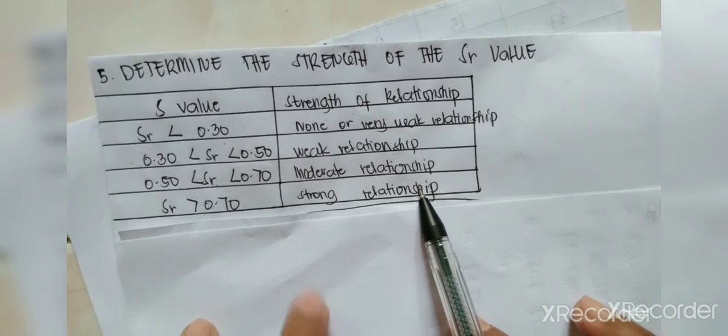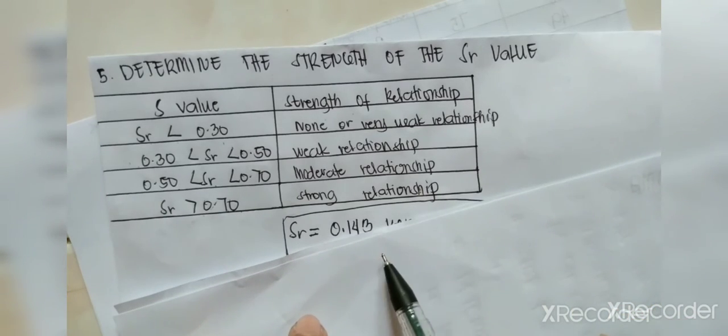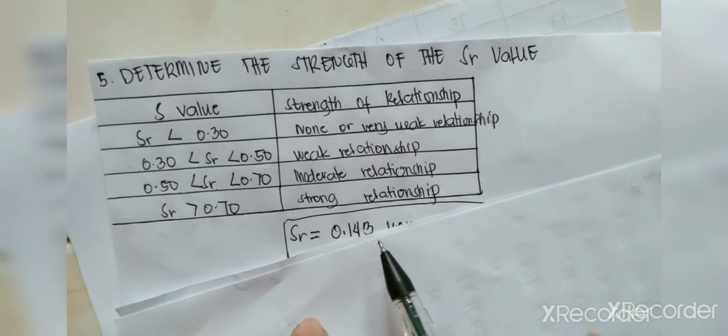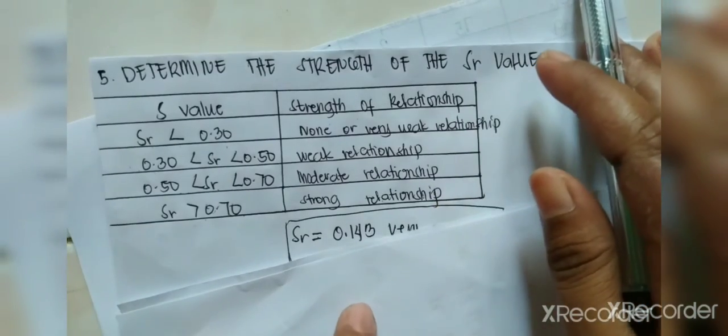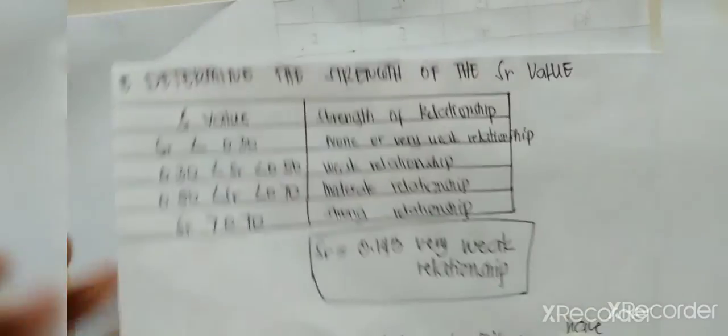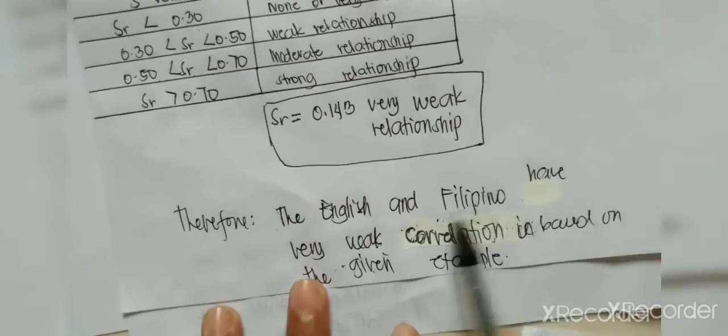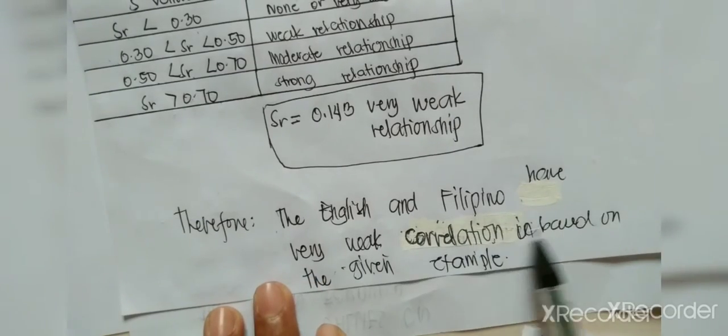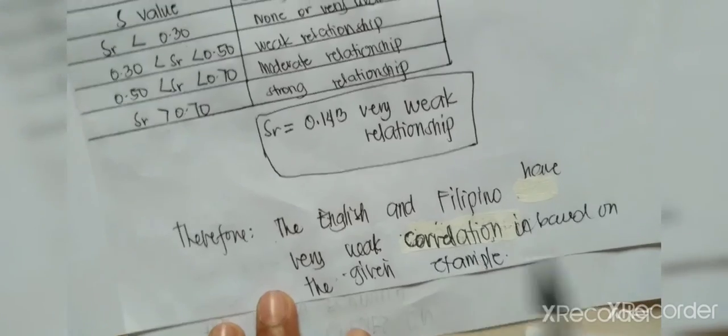In our case, the r sub s value is 0.143. It means that it is a very weak relationship. Therefore, English and Filipino have a very weak correlation based on the given example.